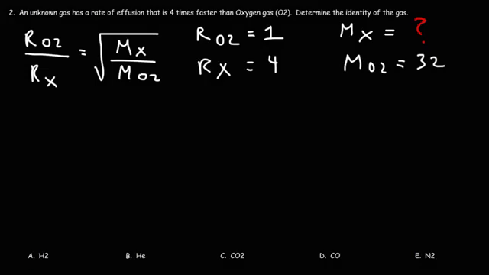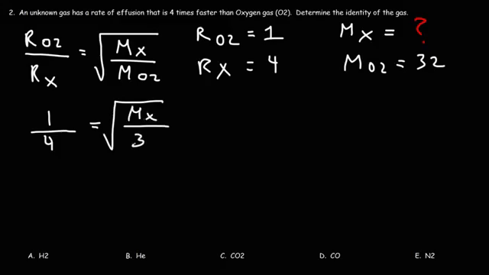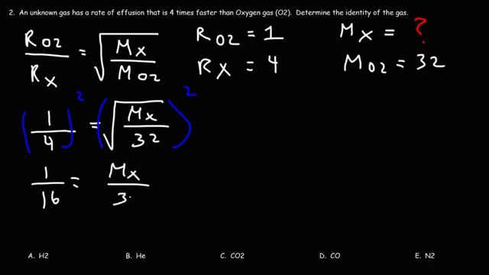So let's plug in the numbers. The rate of effusion for O2 is going to be 1. The rate of effusion for the unknown gas is 4. And the molar mass of O2 is 32. So first, let's get rid of the square root symbol. Let's take the square of both sides of the equation. 1 squared is 1, 4 squared is 16. On the right side, the square root is going to disappear. So we're just going to get this. So to solve for the molar mass, we need to multiply both sides by 32.